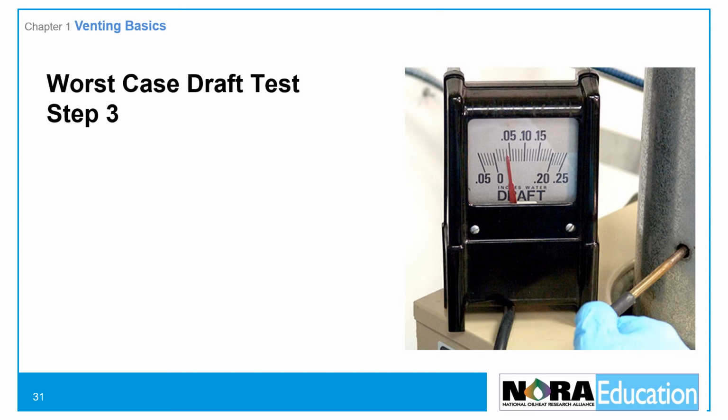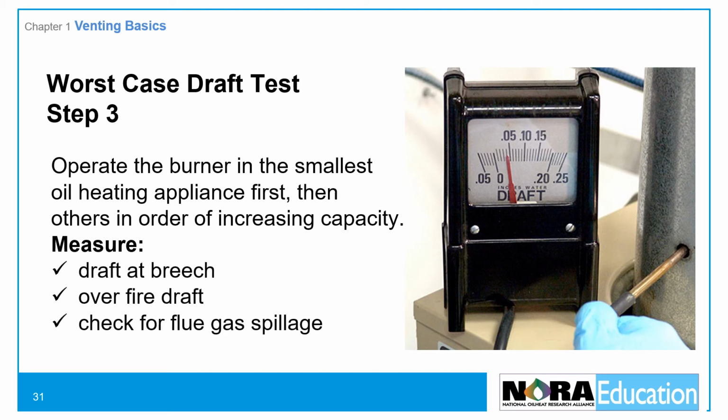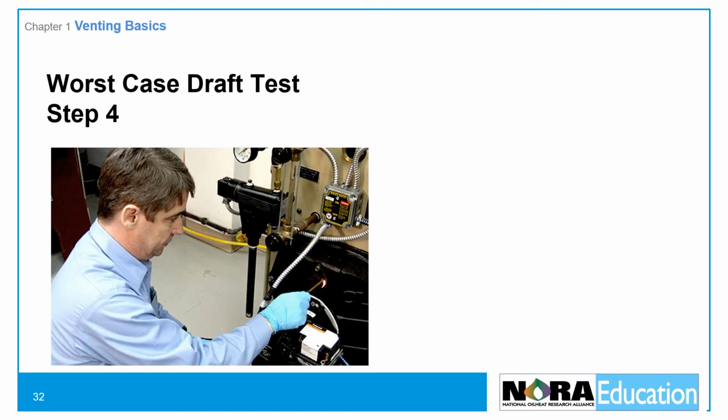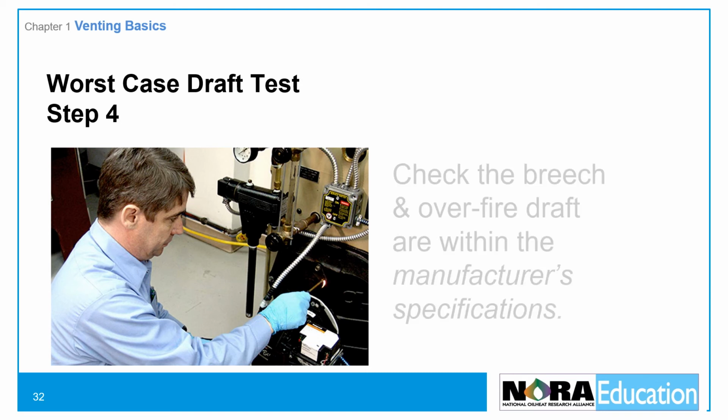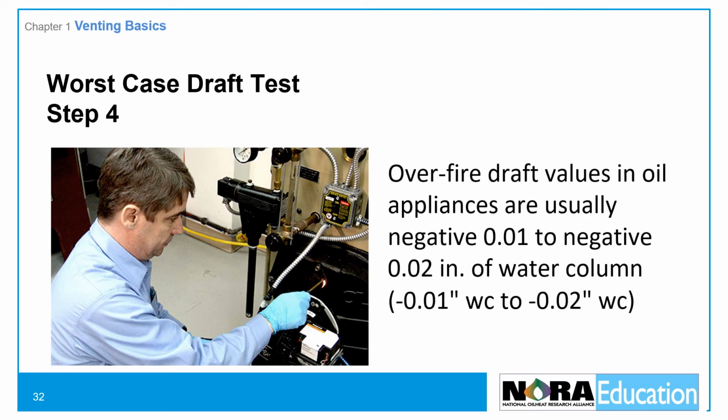Step 3. Operate the burner in the oil heat appliance with the lowest firing rate first, and then other appliances in order of increased capacity. Measure and record the breech draft, overfire draft, and check for flue gas spillage of each appliance. Step 4. Check that the breech and overfire draft are at a level that is required by the oil heat equipment manufacturer as specified in the installation and operating manuals for the appliance. Overfire draft values in oil appliances are usually negative 0.01 to negative 0.02 inches of water column.